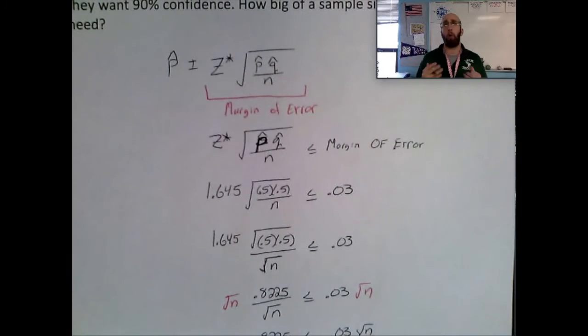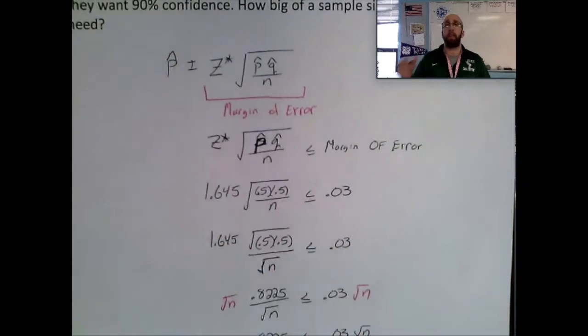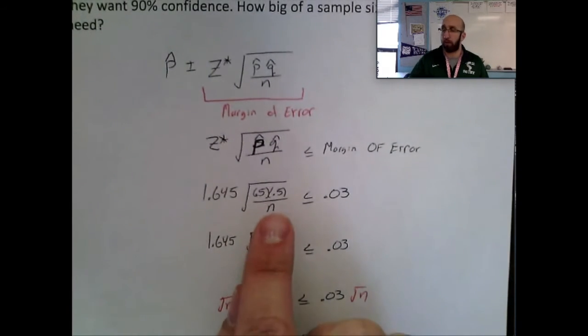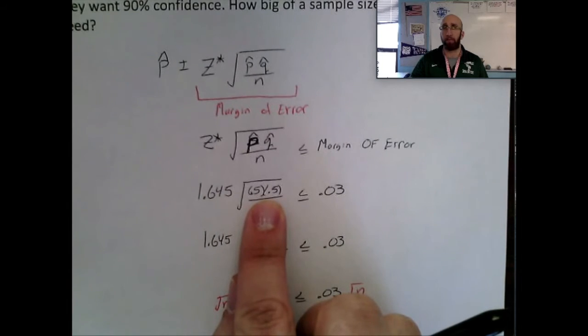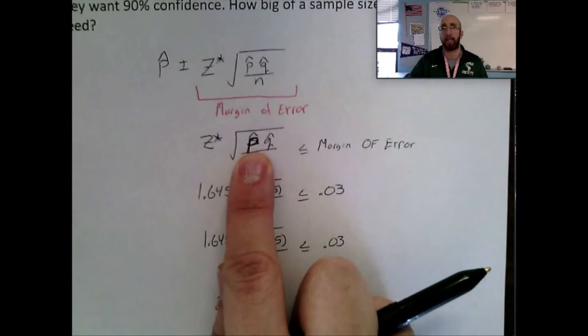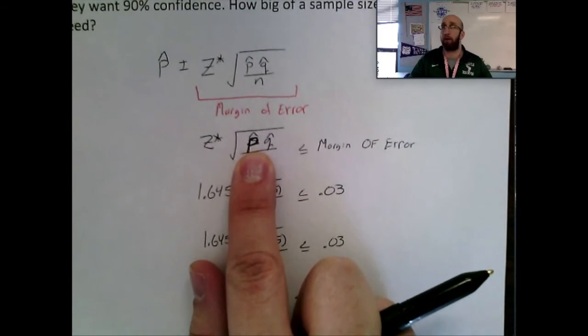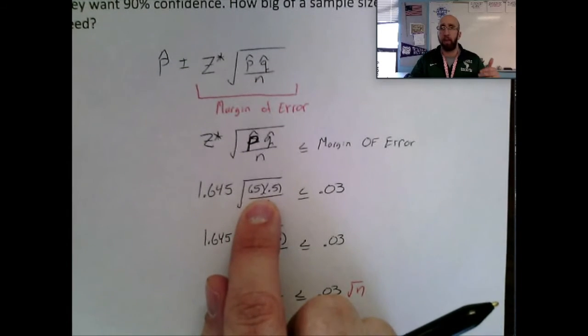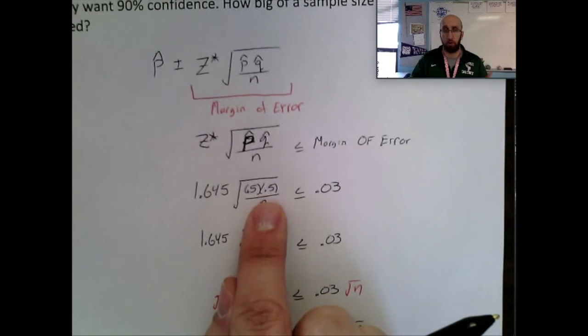If you know a P hat already, you use that. So maybe the problem says, you know what, we believe our sample is going to be around a proportion of 0.6, then maybe we use that. If you don't know a P hat going into this, what we're going to use is 0.5 in its place. So if you know P hat and they tell you to use a prior P hat, you use it. If you don't have a P hat to work with, use 0.5.